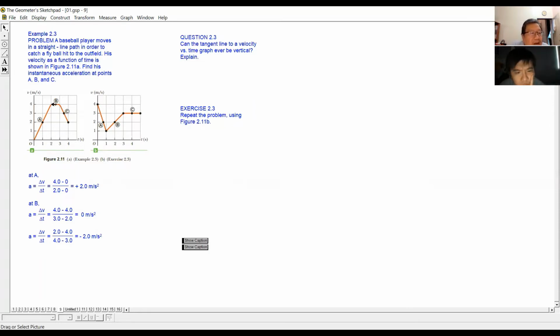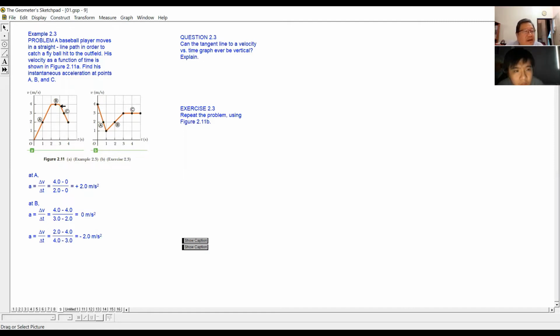Now for the second part, the horizontal part here, what is the velocity? Is it increasing? No, because this part is not increasing. The velocity is not increasing, right? So if there is no increase in velocity, what is the acceleration? Zero. Correct. The acceleration is zero.